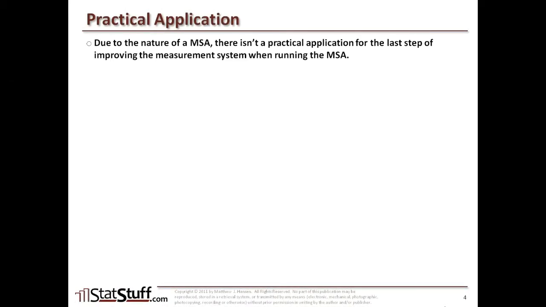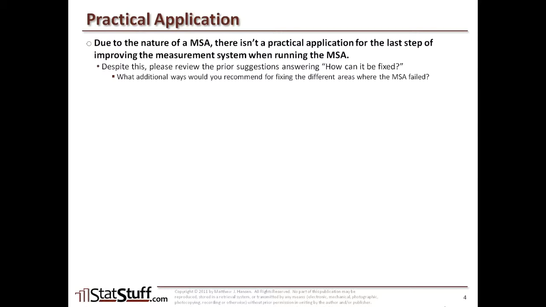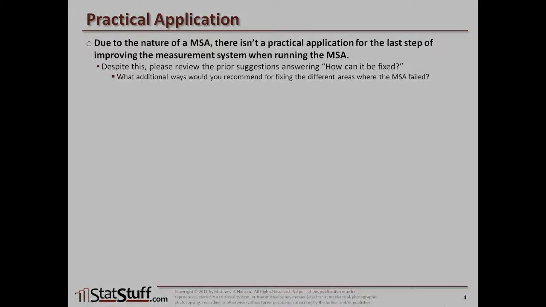All right, before we close this lesson, let's discuss how we can apply some of these concepts in a practical way. Well, due to the nature of an MSA, there really isn't a practical application for this very last step where we want to improve the measurement system when we're running an MSA. So despite that, I'd suggest that you at least review the prior suggestions of how you might be able to fix the MSA. What additional ways would you recommend for fixing the different areas where an MSA could fail with the type of environment and type of study that you might do within your organization?